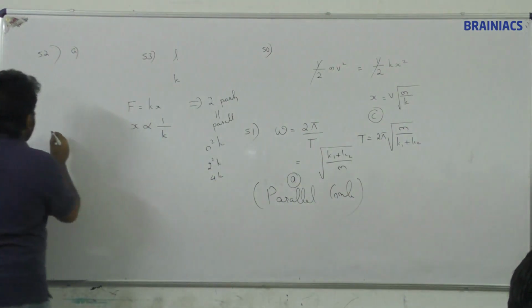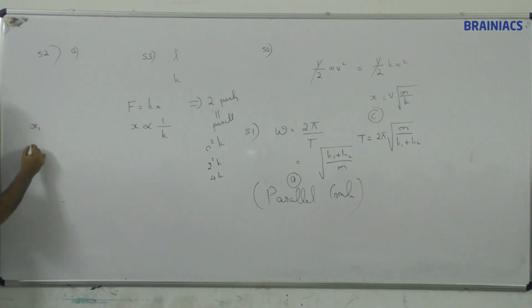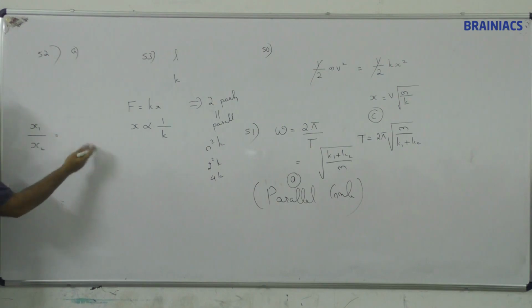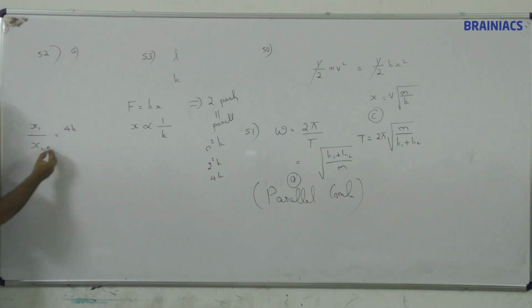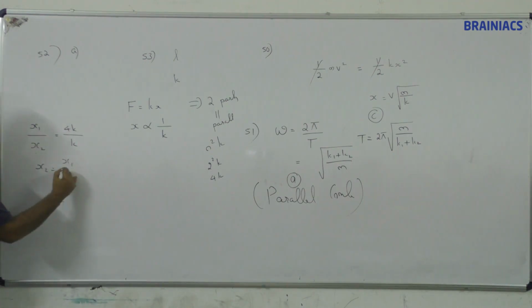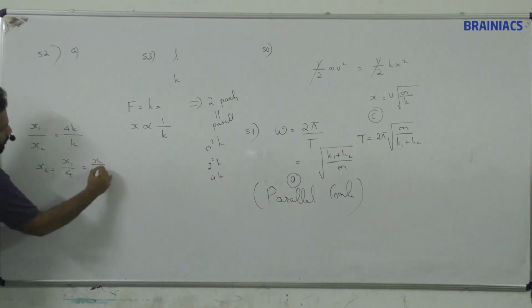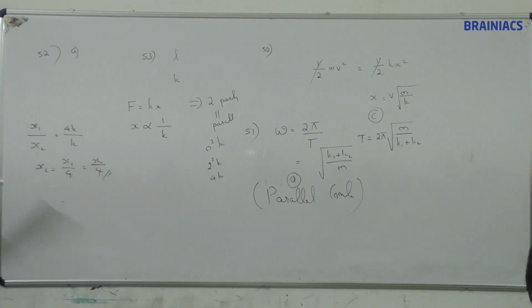So if the first displacement is x1 and the second displacement is x2, then the extension is going to be 4k for x2 and k for x1. What are they asking? x2. So x2 is going to be x1 by 4. According to the question, x by 4. What is the answer? D.